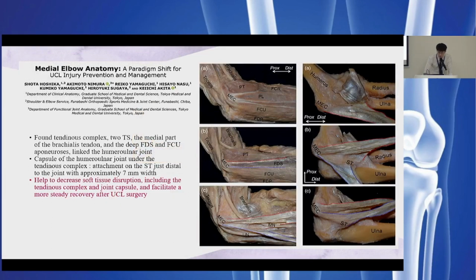In 2019, Dr. Hoshika published in the Clinical Anatomy journal a new tendinous septum found in a cadaveric study of 24 elbows. The tendinous septum is composed of the first one between the PT and FCR muscle, and the second one between FDS and FCU muscle. Medially, the brachialis muscle also inserts into the septum with FDS and FCU, forming the tendinous complex. This finding helped to decrease soft tissue disruption during the procedure, including the tendinous complex and joint capsule, and facilitated a steady recovery after UCL surgery.